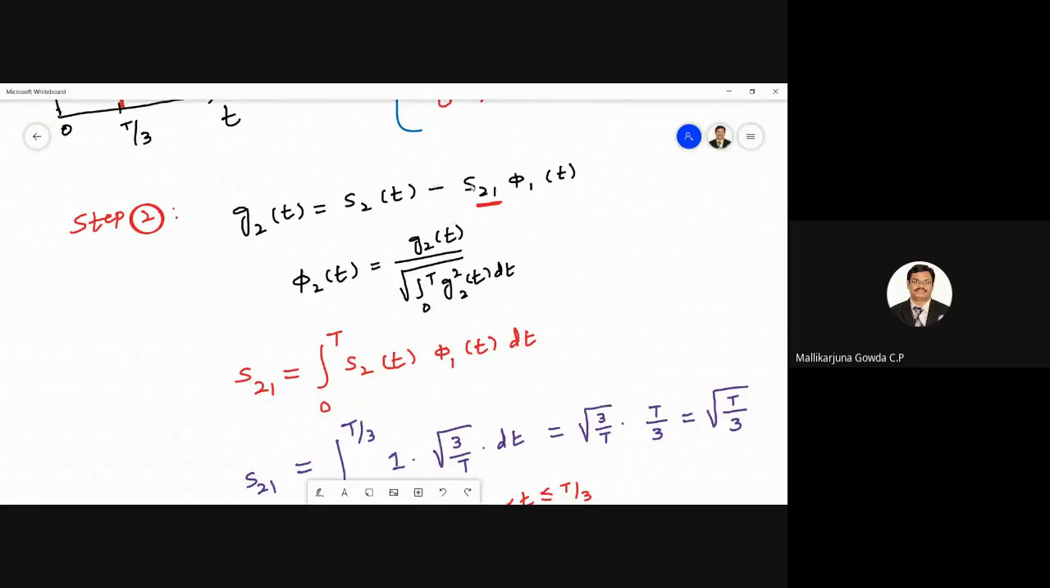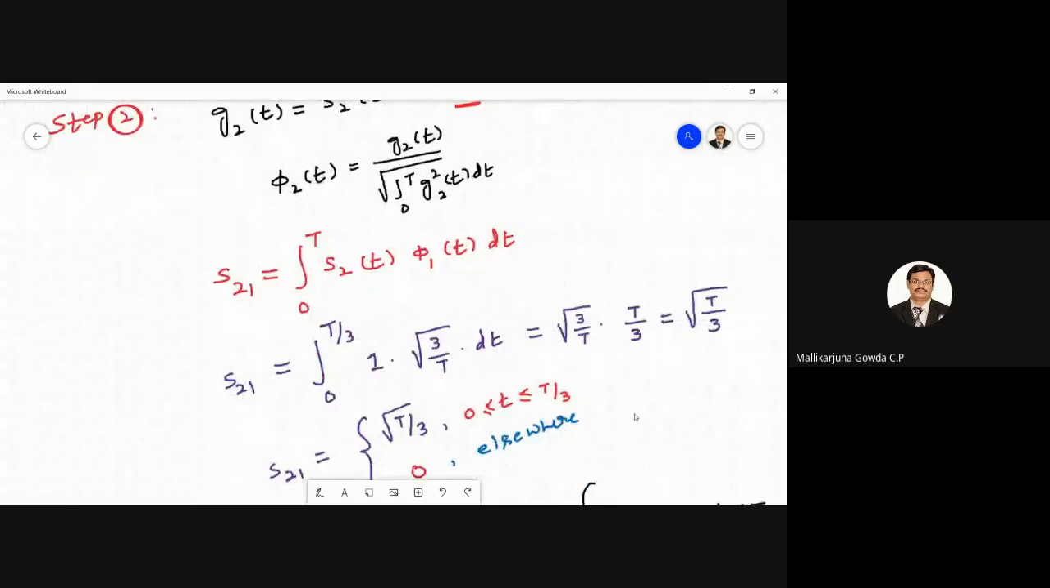So first I found what is S21. Then I found the product S21 pi 1 of t. Then I could subtract that from S2 of t. Then I got G2 of t. Then after finding G2 of t, I have to find the energy of the signal to find the pi 2 of t, right? So that is what I have done here.